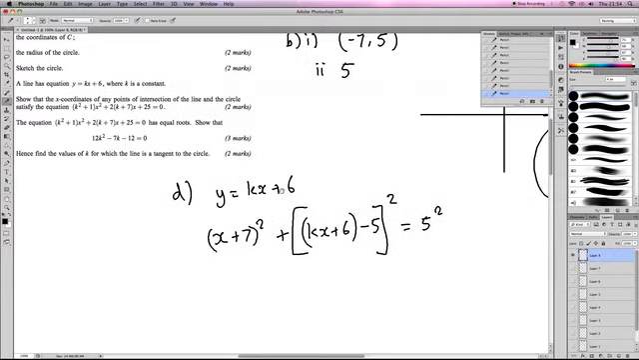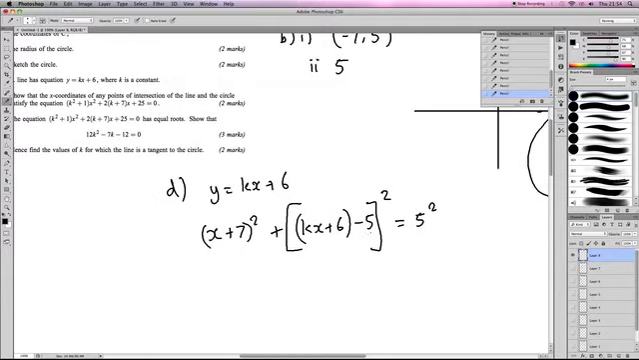And now all I'm going to do is just expand everything out. That's pretty nasty, actually. And there's only 2 marks. What's happening here?